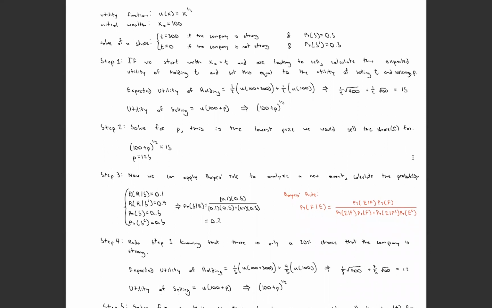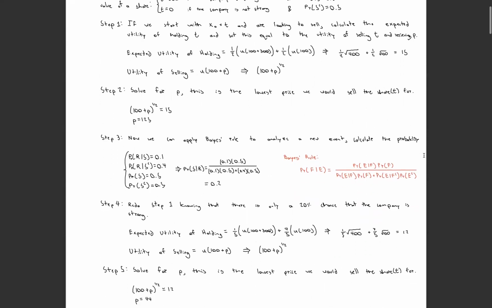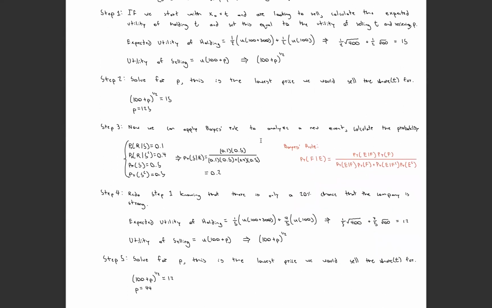Now we get into Bayes' rule, and we can apply that to analyze the new event and calculate the probability of payoff, or whatever we're looking at, depending on the problem. So you've got Bayes' rule there in red, and you can set it up accordingly with the numbers that I gave you above.